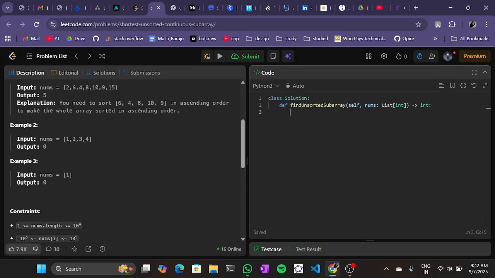Let's do one thing. Let's keep L equals 0 and R.